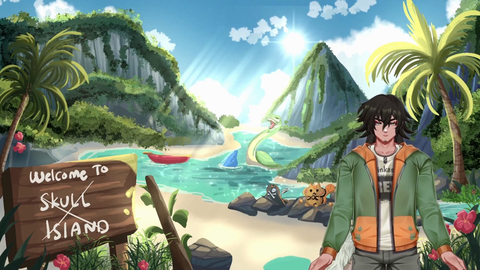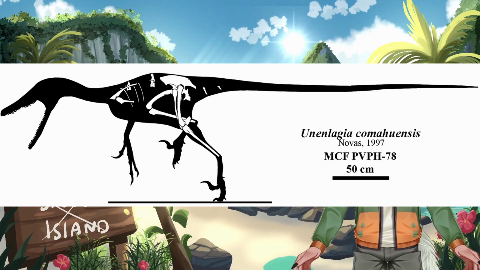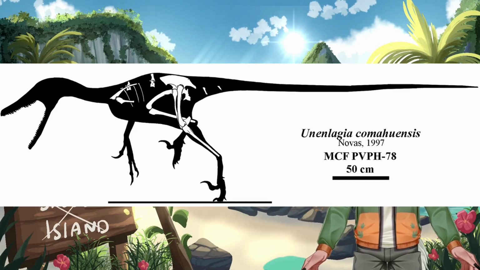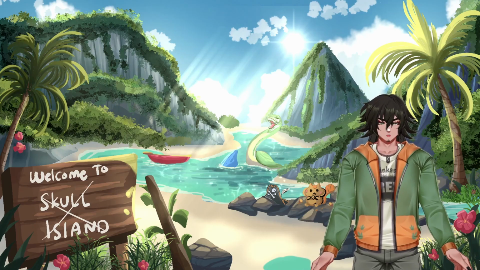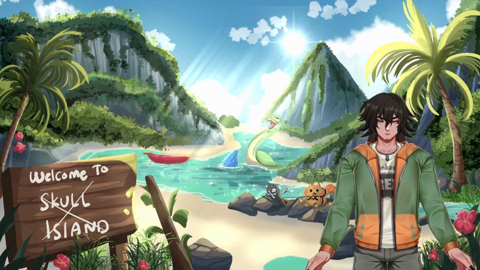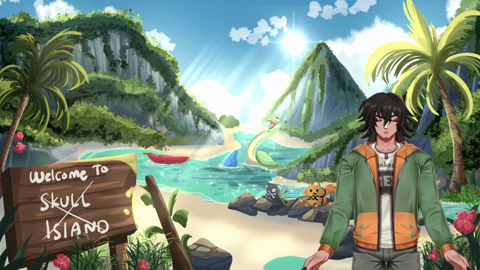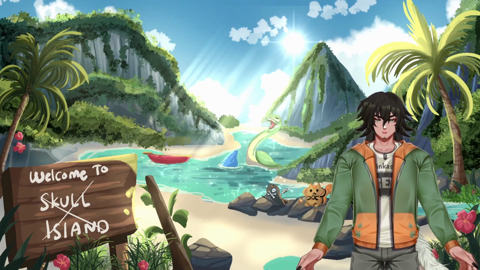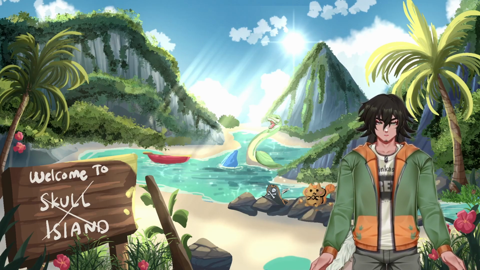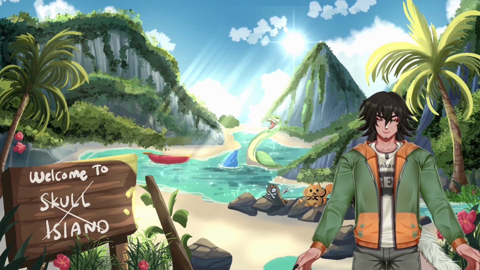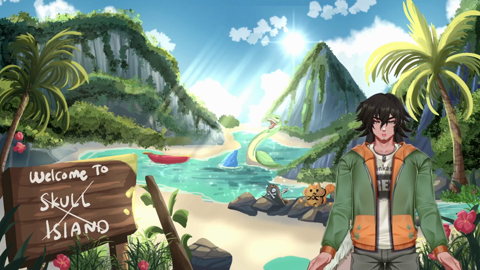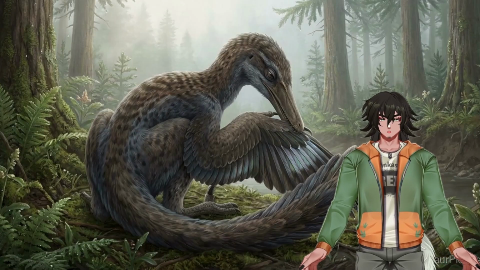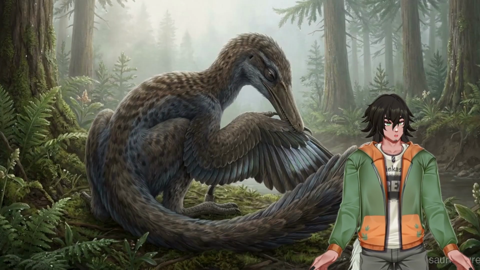So when it comes to Unenlagia, it's a very fragmentary dinosaur. We only know of it from very sparse bones, and even with its other family members, things like Austroraptor, for example, we only really know of it from partial fragmentary remains. So it's still up in the air whether the Unenlagiidae family is considered to be dromaeosaurs or their own separate group.